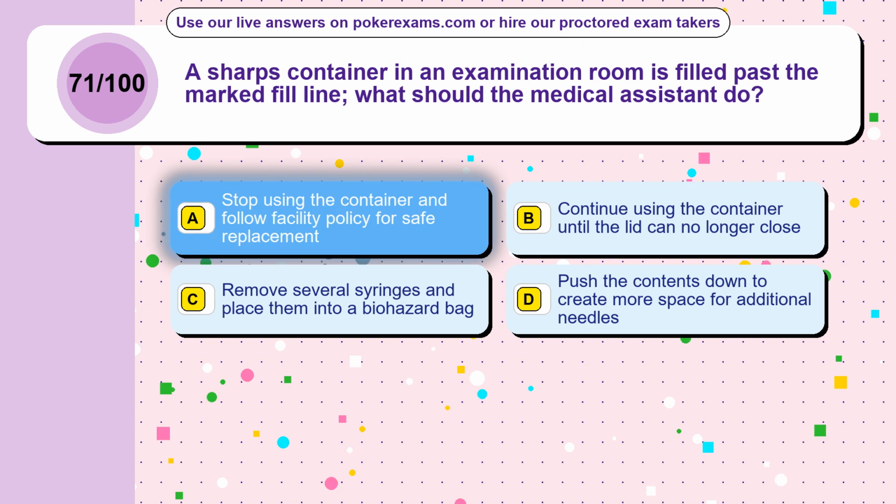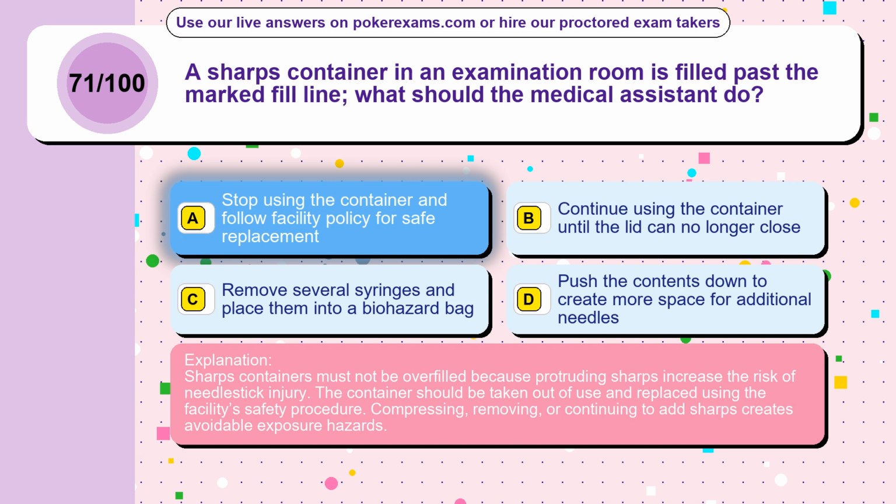The correct answer is option A. Stop using the container and follow facility policy for safe replacement. Sharps containers must not be overfilled because protruding sharps increase the risk of needle stick injury. The container should be taken out of use and replaced using the facility's safety procedure. Compressing, removing, or continuing to add sharps creates avoidable exposure hazards.